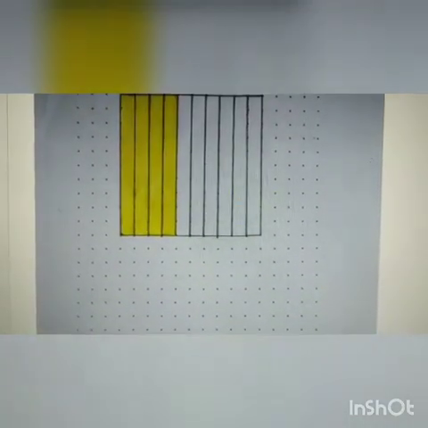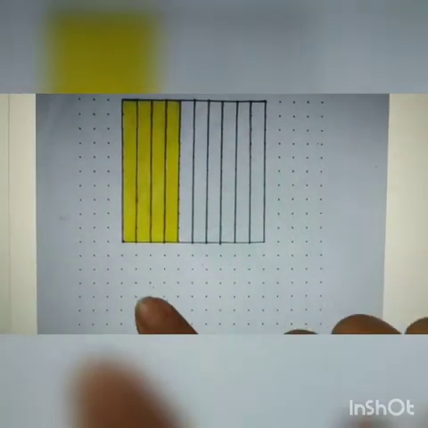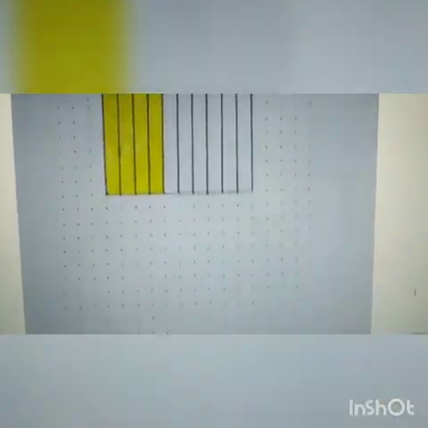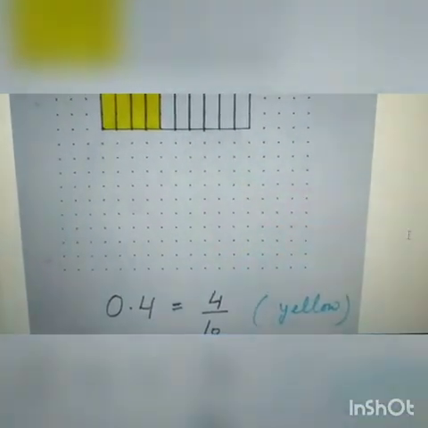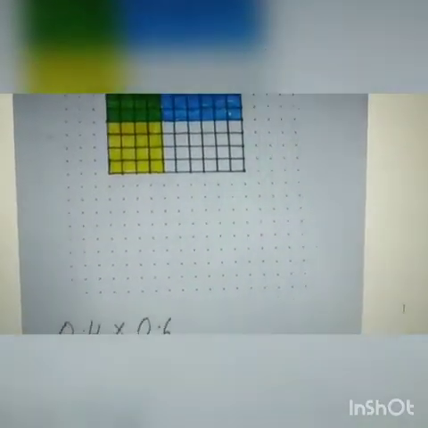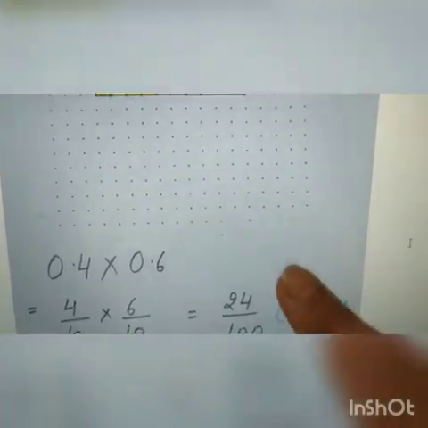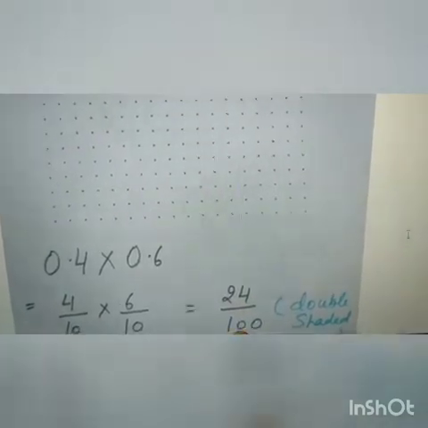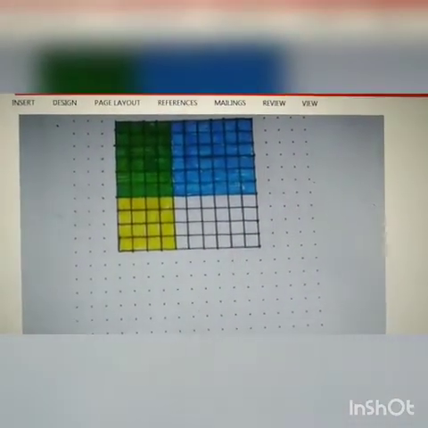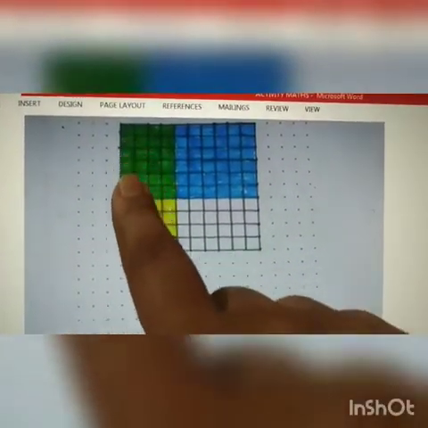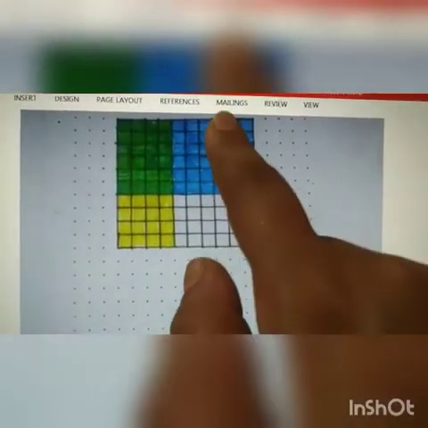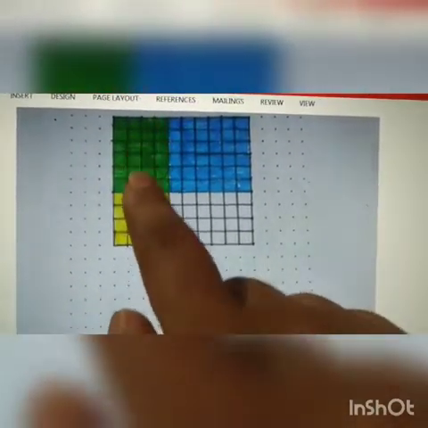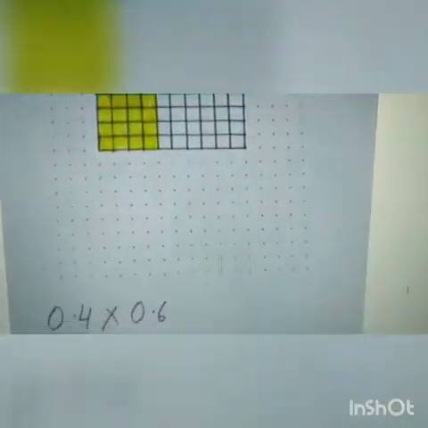Next is how you will represent 0.4. You have to color 4 out of 10. So this is the representation of 0.4 on this paper. And this is 0.4 multiplied by 0.6. So 24 by 100 you have got. So you have to color like this. This is 0.4. This is 0.6. और जो इनका common part आएगा that is 0.24.